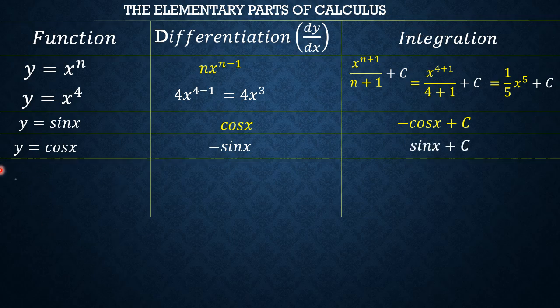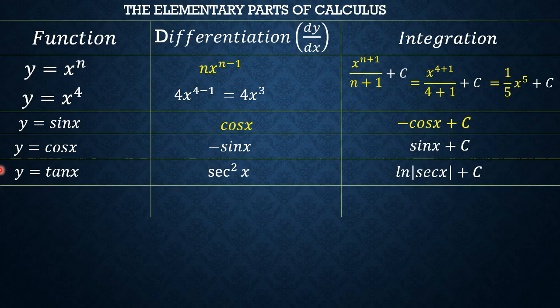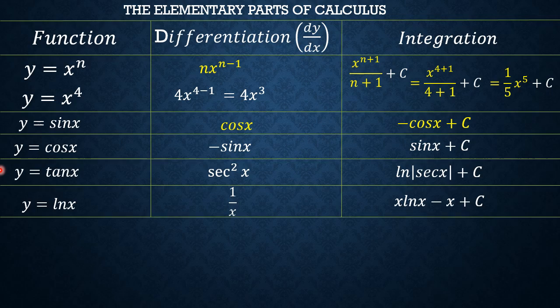What if we have a function, guys, such as y equals the tangent of x? Doing differentiation gives us sec squared of x. Integrating tan x gives us something different, such as the natural log of the absolute value of secant x plus c. What if we have a function such as y equals the natural log of x? Differentiating this one gives us 1 over x. And friends, integrating natural log of x, we have something different as well. We have x natural log of x minus x plus c. Great. That's what we have, friends.